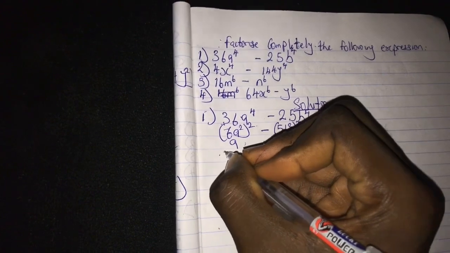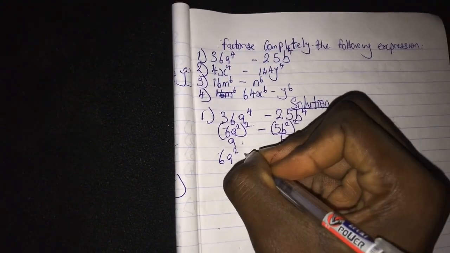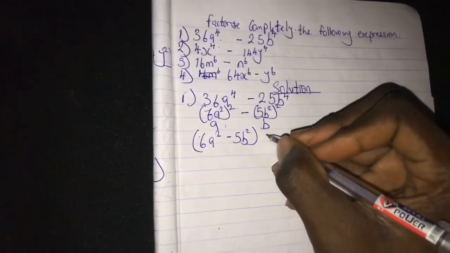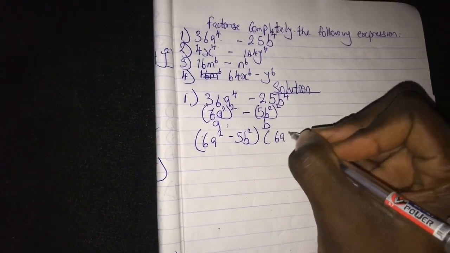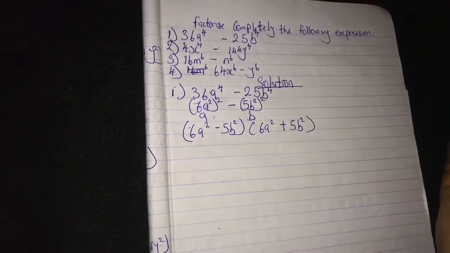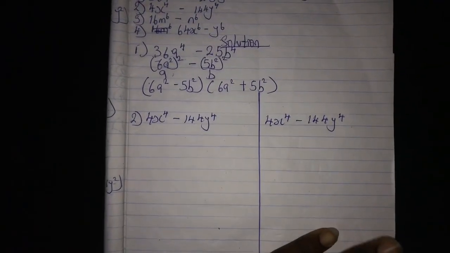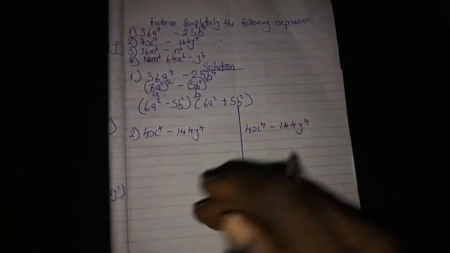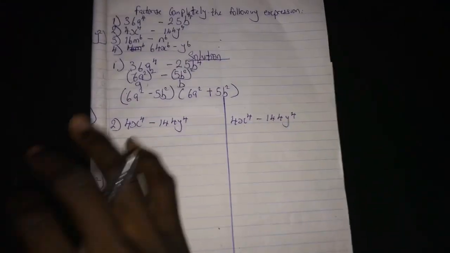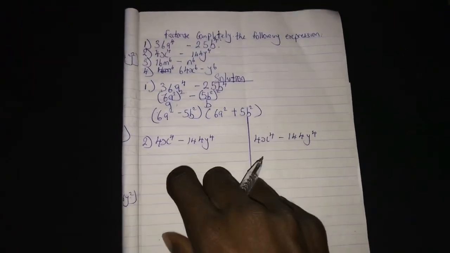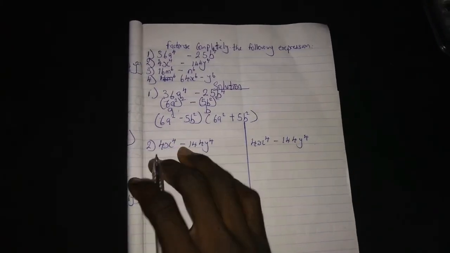So our answer will be 6a squared minus 5b squared, then 6a squared plus 5b squared. That's our final answer. Number 2, I want to try and solve it in two ways. So let us check out a new thing to make this class lively. And if you feel you can attempt it, feel free to press pause and continue.